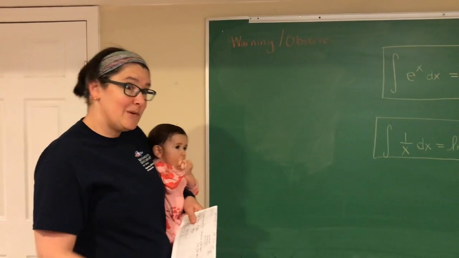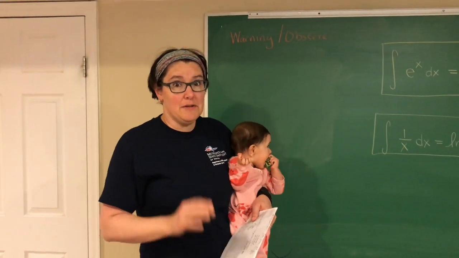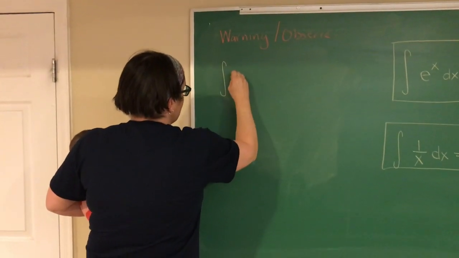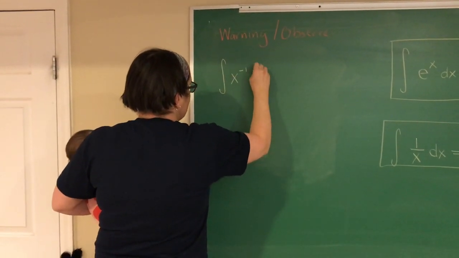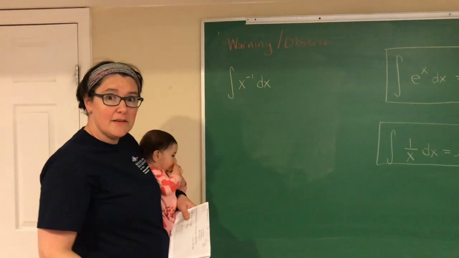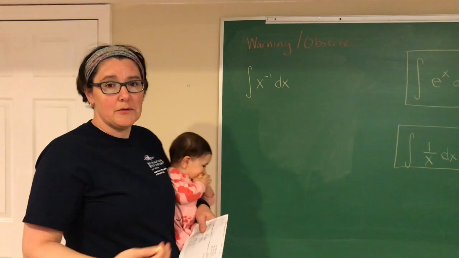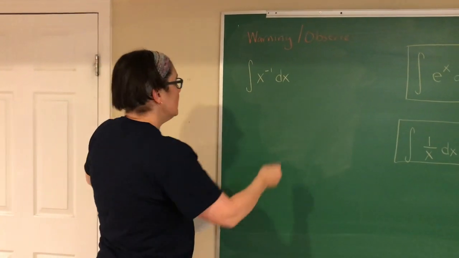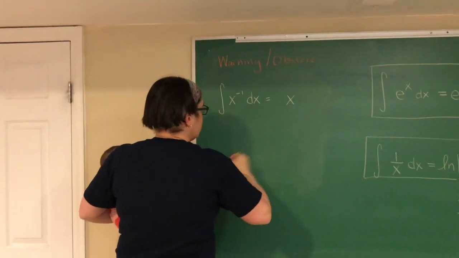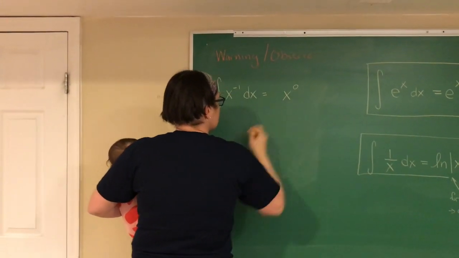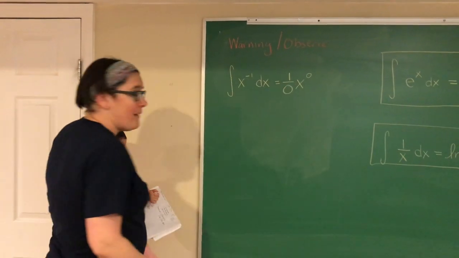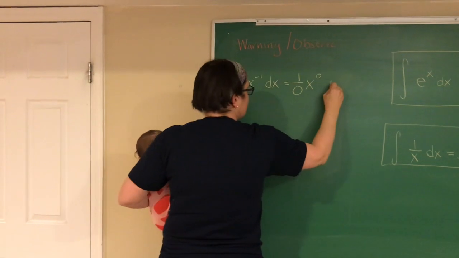All right, so I do have one warning about one of these new antiderivatives. So check this out. If you're walking down the street and you see the antiderivative of x to the negative 1, you might look at that and say, oh, this is x raised to a power, so I'm going to apply the antiderivative power rule, which says to add 1 to the power, so negative 1 plus 1 gives me 0, so I have x to the 0, and divide the number in front by the new power, and then of course toss on the plus c.